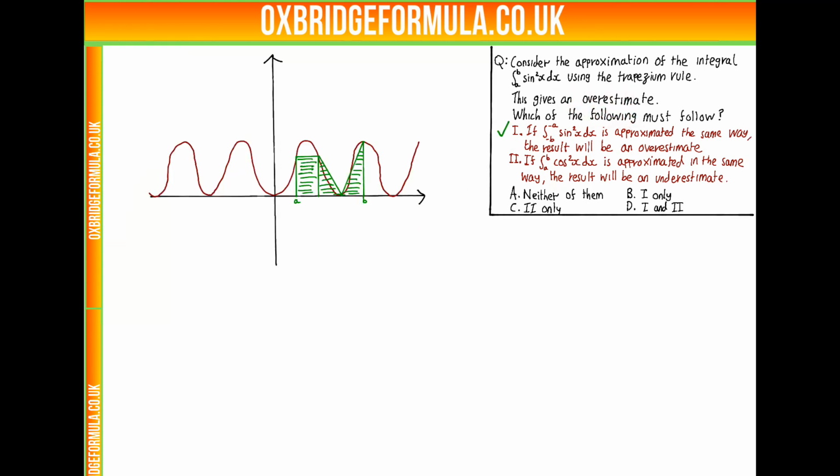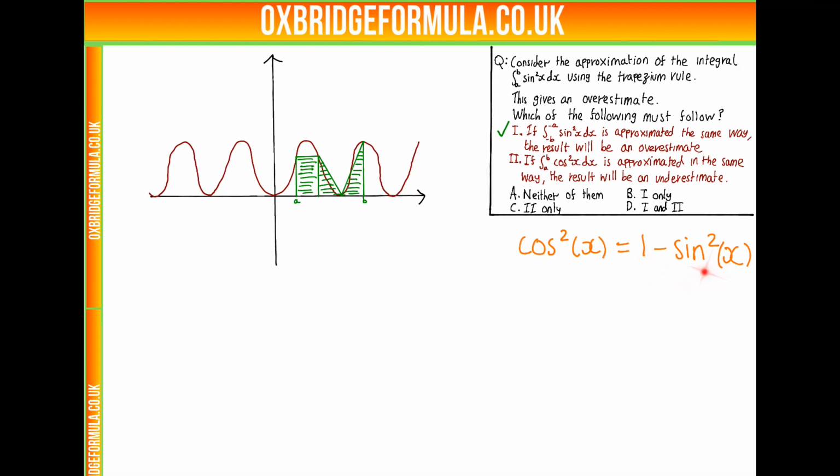Now let's look at 2. So we've got to consider the integral of cos squared x. Now this isn't the same function as we integrated earlier, but it is related because you'll remember sine squared x plus cos squared x is 1. So rearranging that a little bit, cos squared x is equal to 1 minus sine squared x. So we're actually approximating the integral of this between a and b with the same trapeziums.